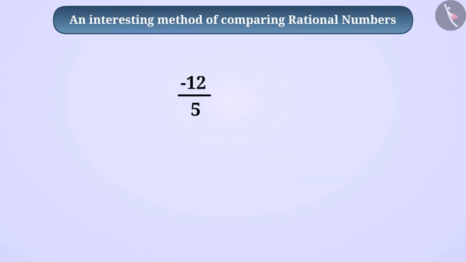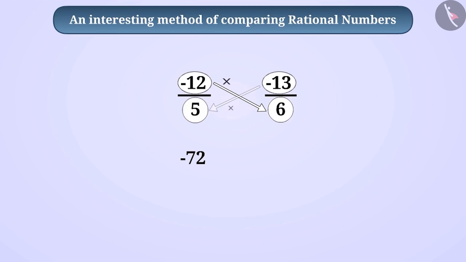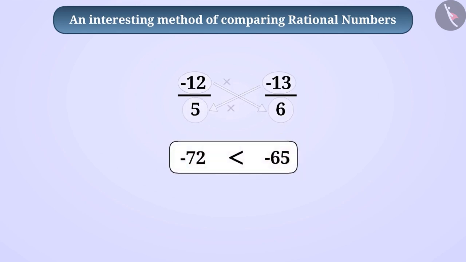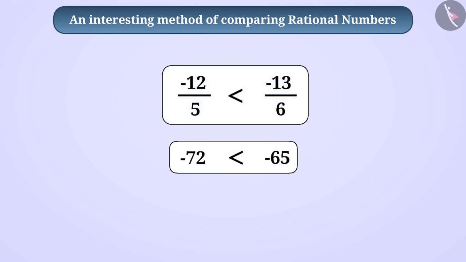Let's compare -12/5 and -13/6. Now here, by multiplying the numerator -12 of the first number with the denominator 6 of the second number, we get a result -72. And by multiplying the numerator -13 of the second number with the denominator 5 of the first number, we get a result -65. Since -72 is lesser than -65, we say that -12/5 is lesser than -13/6.